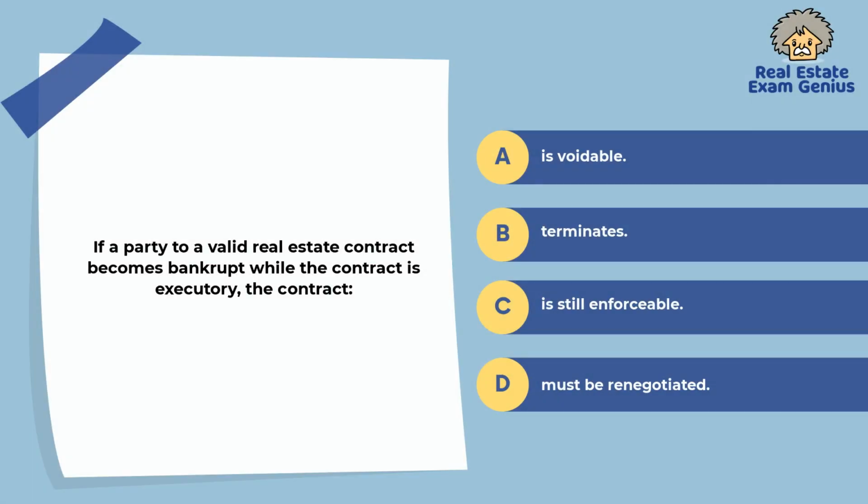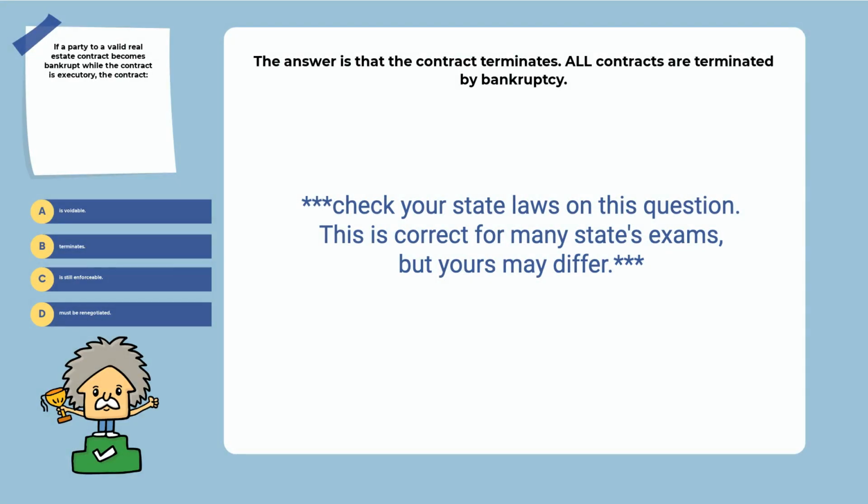73. If a party to a valid real estate contract becomes bankrupt while the contract is executory, the contract is voidable, terminates, is still enforceable, must be renegotiated. Explanation. The answer is that the contract terminates. All contracts are terminated by bankruptcy.